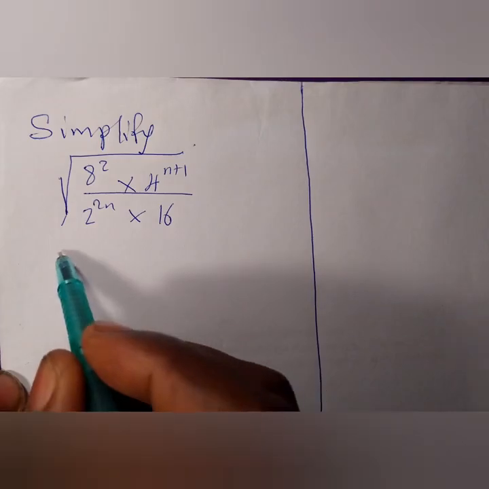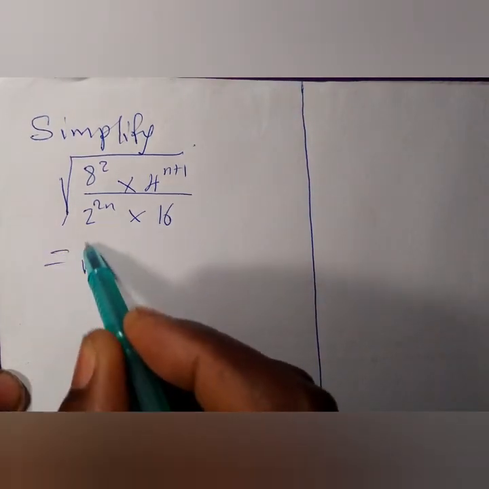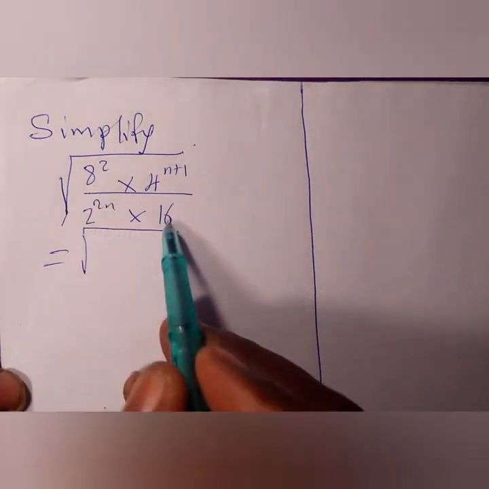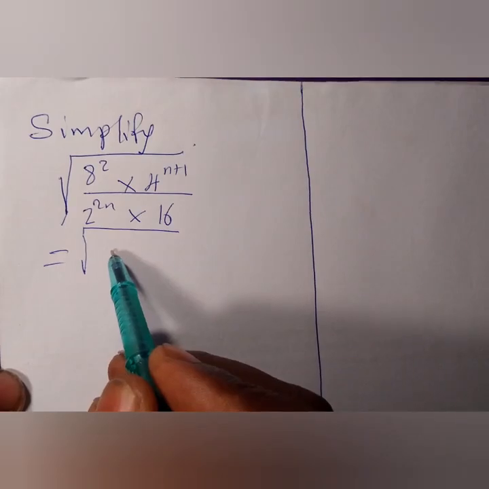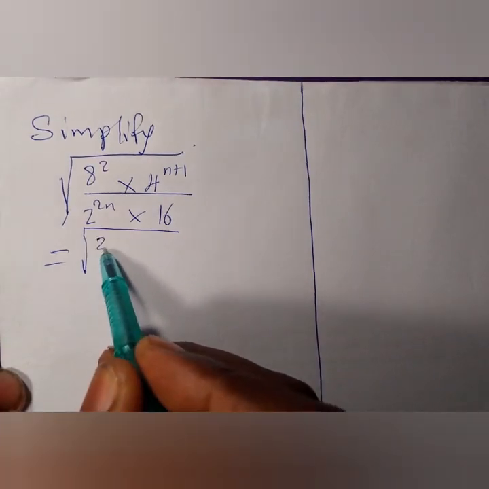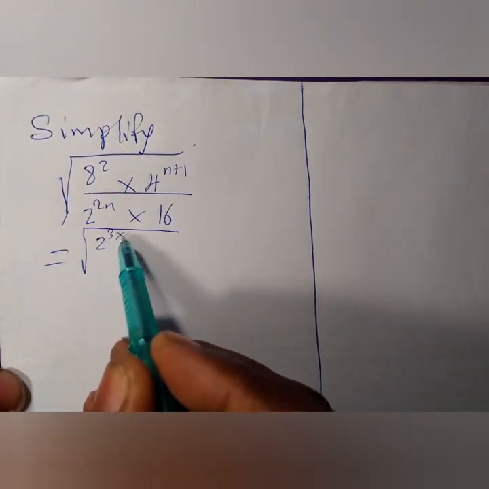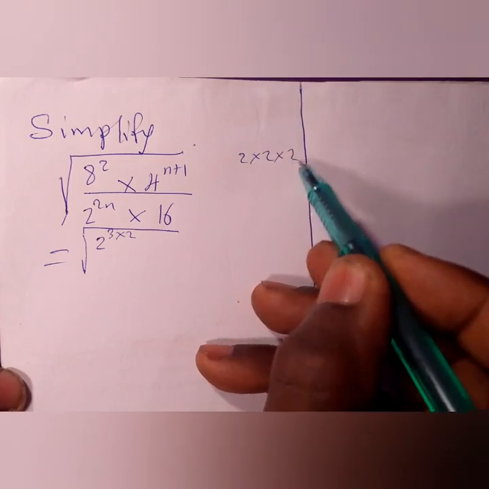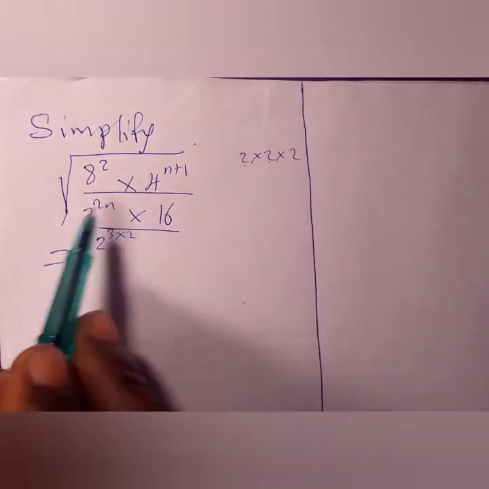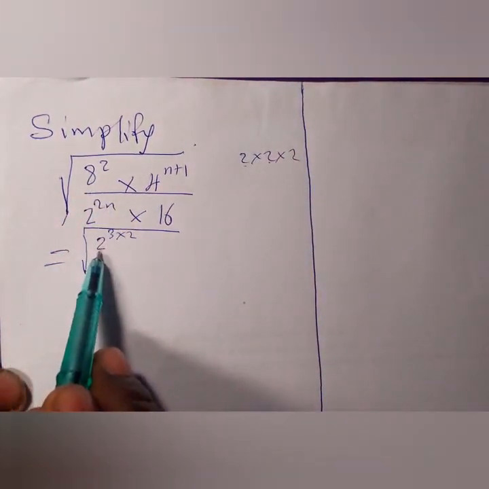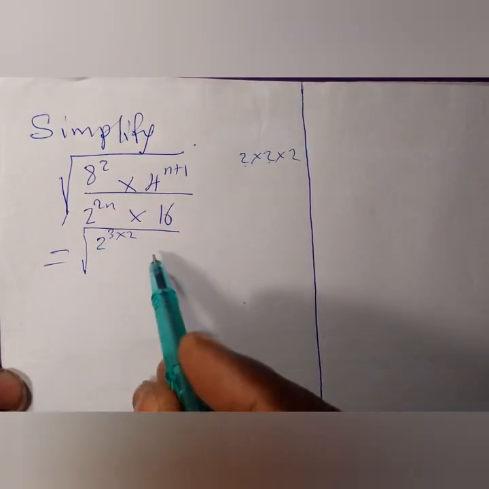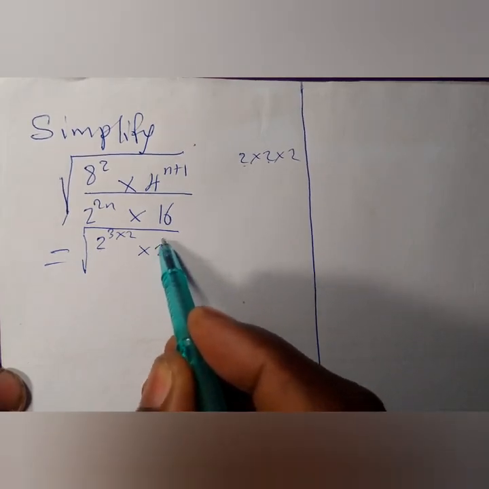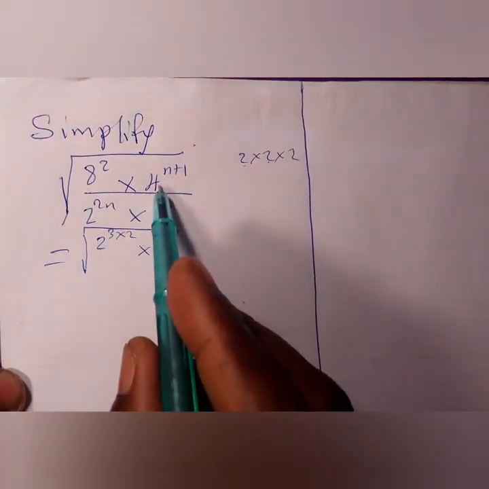To be able to simplify this, it will be equal to the square root of, we express everything here to have the base 2. So this will be 2 raised to the power of 3 times 2. The reason is that 2 times 2 times 2, 2 times 2 is 4, times 2 will give us 8. So we express 8 as 2 raised to the power of 3. Then multiply by 4. Instead of 4, it will be 2 raised to the power of 2, because 2 raised to the power of 2 is 4.